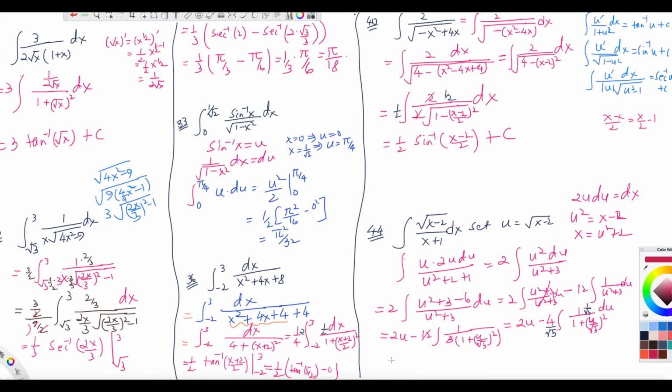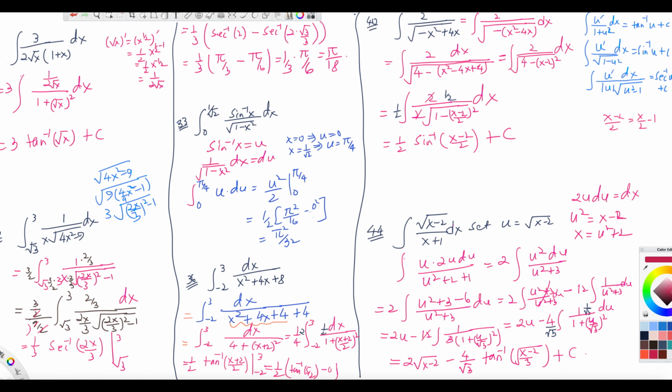So basically what you got after that, let me write it down here. 2u is what? Root under x minus 2, minus 4 over root 3 tangent inverse of u over root 3. What is u though? u is root of x minus 2, so tangent inverse of the root of (x minus 2) over 3. You see that? And then plus c. That's what you get. That is the final answer.